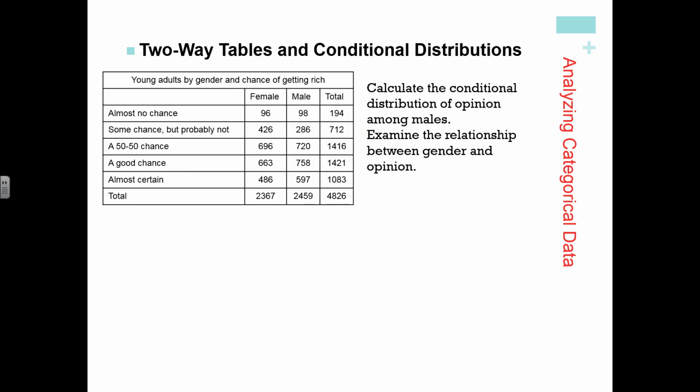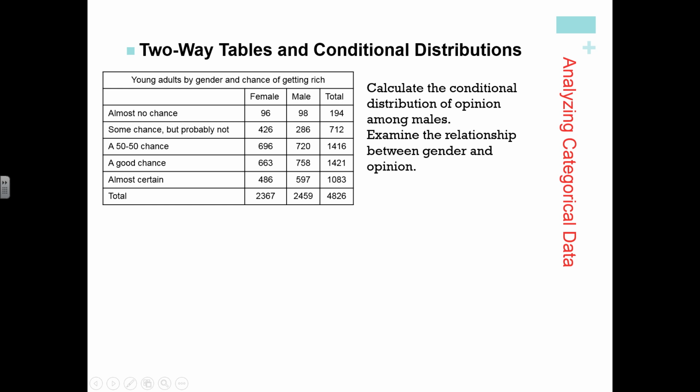So again, same example, we have our young adults by gender and chance of getting rich. We want to calculate our conditional distributions of opinions amongst males. And then I want to look at the relationship between gender and opinion. So for conditional, first part, I'm just looking at males. I don't really care about this grand total. I don't really care about females. I'm just solely focused on males.